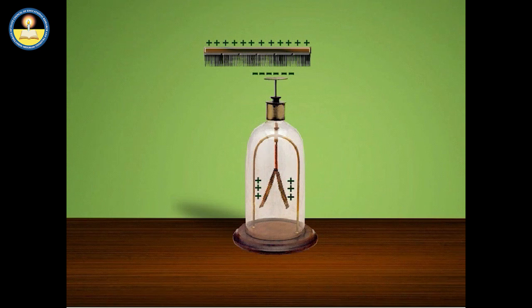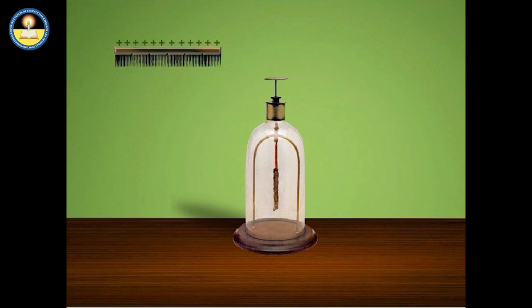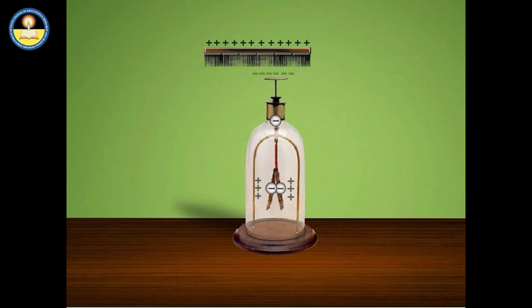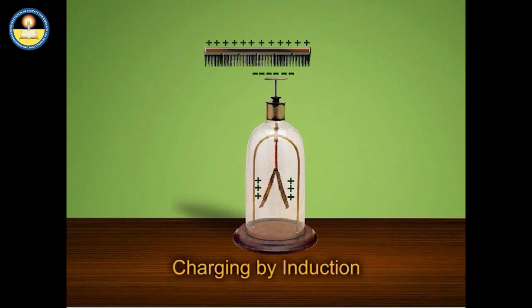In this method, charge is not transferred from the comb to the metal disc, but the electrons of the conducting rod are attracted towards the comb. This way, the metal disc gains the electrons and thereby acquires a negative charge. On the other hand, the gold leaves have a deficiency of electrons. That is, both the leaves acquire positive charge. This method of charging is referred to as charging by induction.